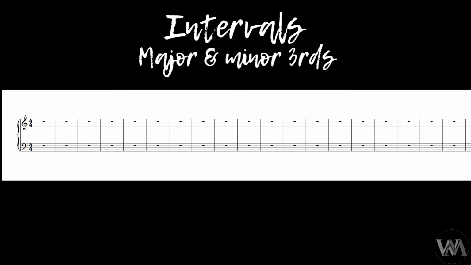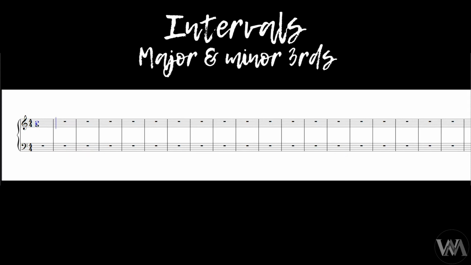In this theory tutorial, I'd like to talk about intervals, and specifically intervals of major and minor thirds. Now, you might have already learned that an interval means the distance between two notes. Say, for example, we have the following two notes stacked on top of each other. We've got an F and we've got a C.